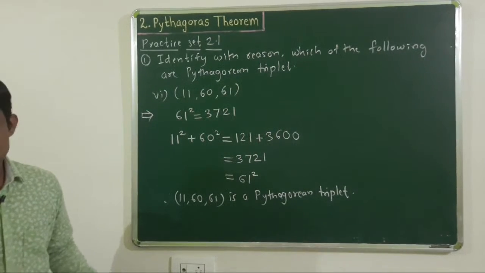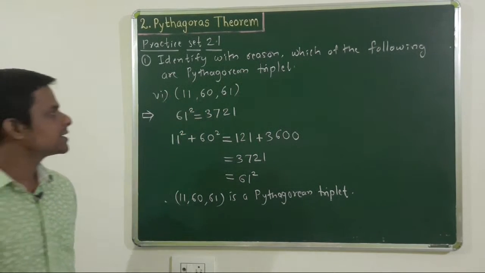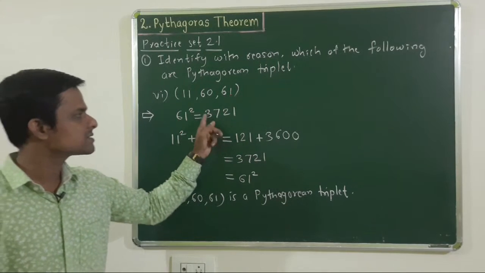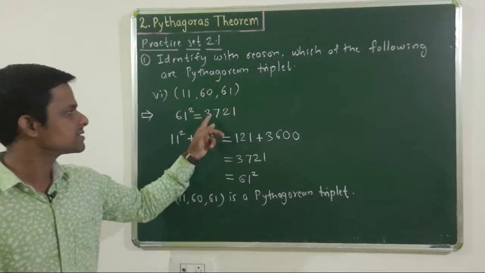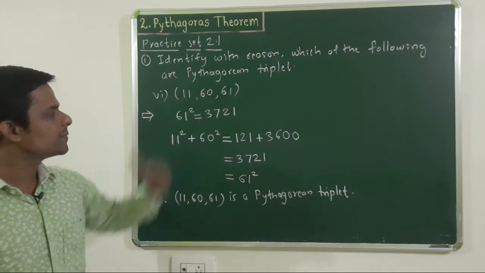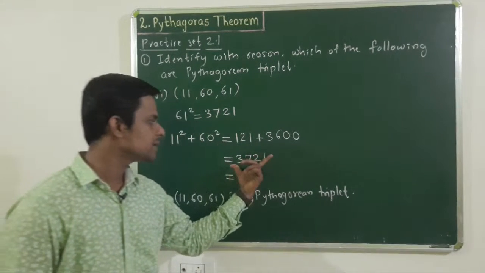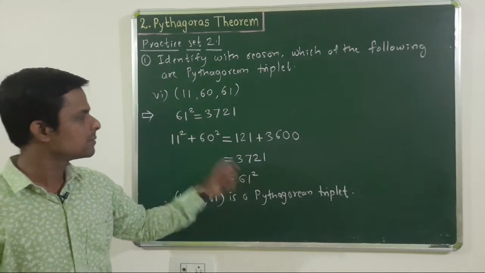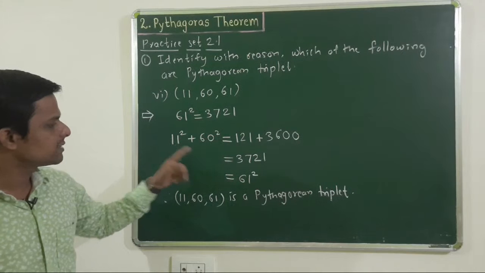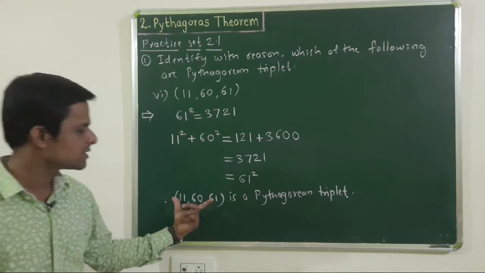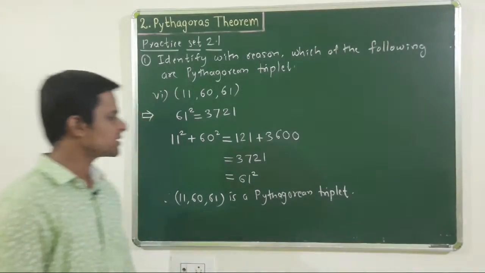See once again. There is one triplet given. We will consider the square of the bigger number, that is 61 square, as simply 61 into 61, that is 3721. Take the sum of squares of the remaining 2 numbers, and that also we will get as 3721. That is equal to the square of the bigger number. Means we will get 61 square is equal to 11 square plus 60 square. Hence, 11, 60 and 61 is a Pythagorean triplet.